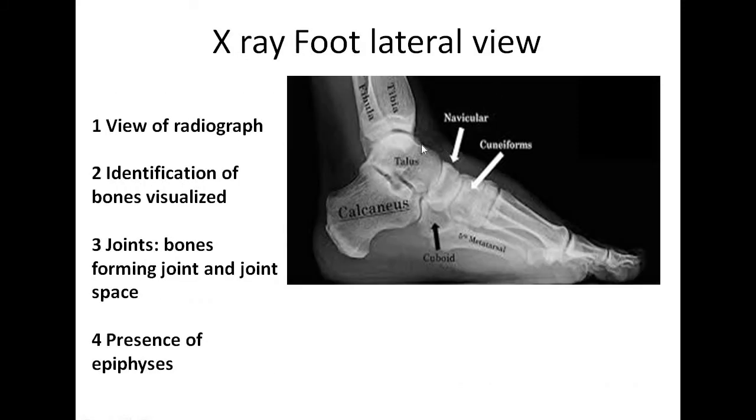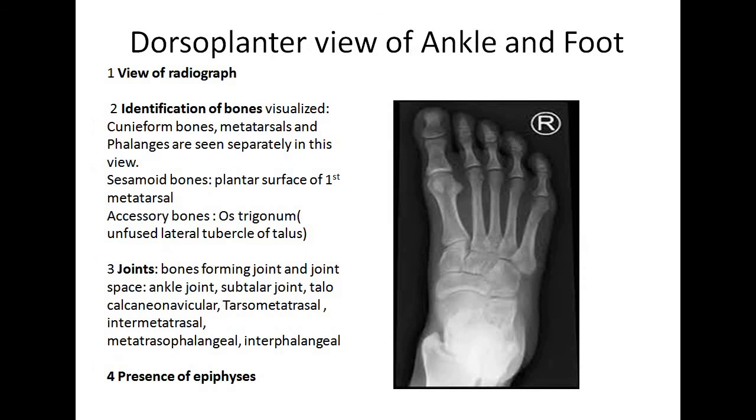Now X-ray of foot lateral view. In this view you can see the lower end of shaft of tibia and fibula. This is the talus, calcaneus, cuneiform bone, navicular bone; these are very well seen in this lateral view. The metatarsals are overlapping each other, as well as phalanges. Now here the joints seen: this is the ankle joint, then subtalar joint, then the intertarsal joint, tarsometatarsal joint and interphalangeal joint.